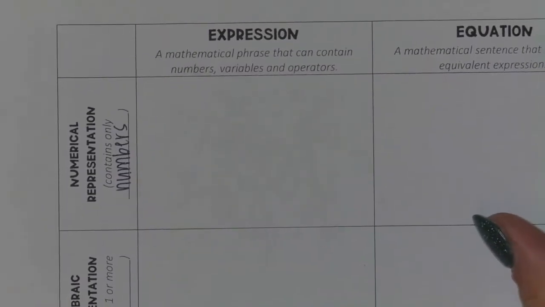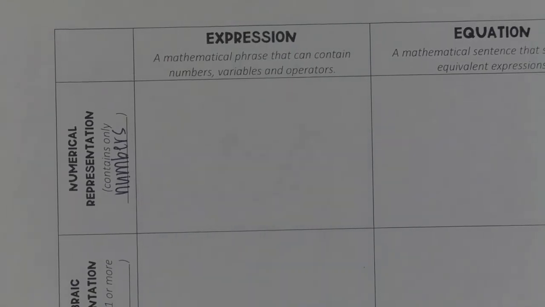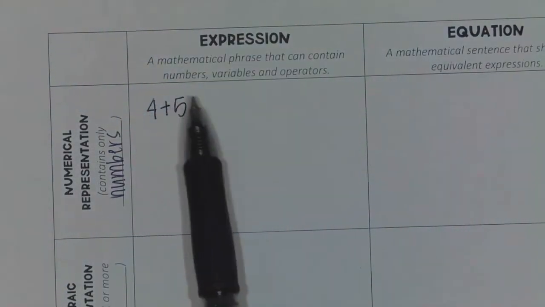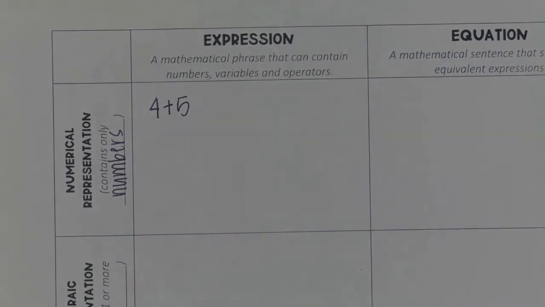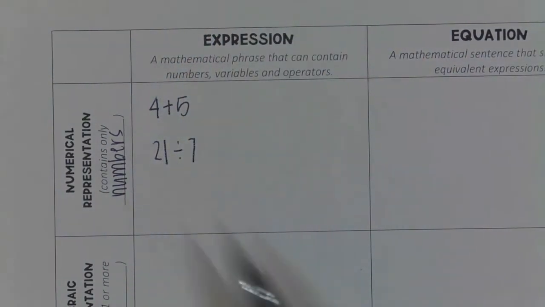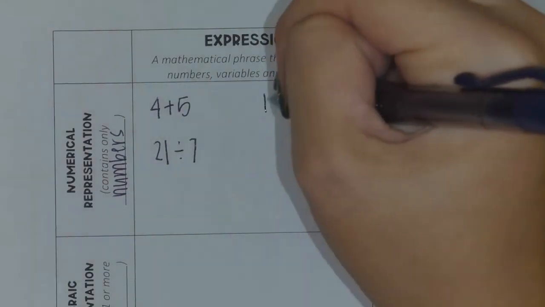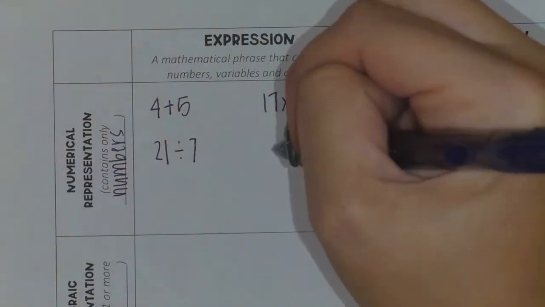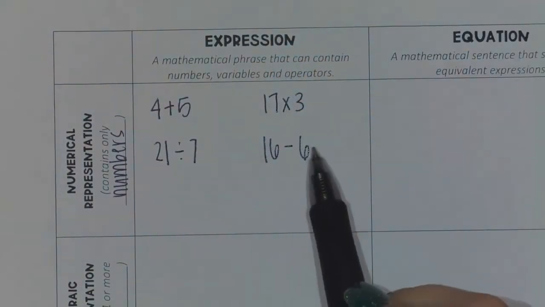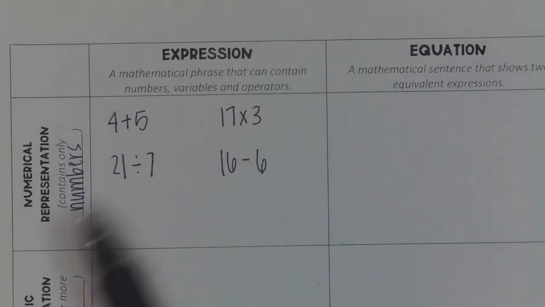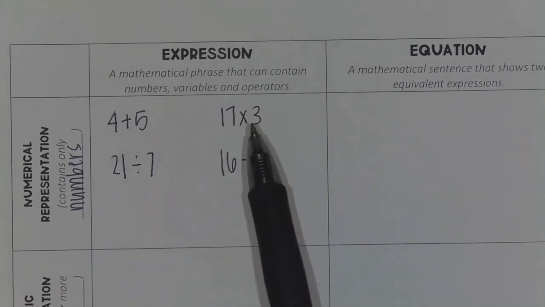So let's start with an expression. We're going to just do 4 different examples of a numerical expression. One of those examples could be 4 plus 5. Okay, I have only numbers and an operator. Another example could be 21 divided by 7. Again, only numbers and an operator. I could have 17 times 3, which again, numbers and an operator. And then 16 minus 6, again, numbers and an operator. So these are all expressions. We've got numbers and operators in a numerical representation.